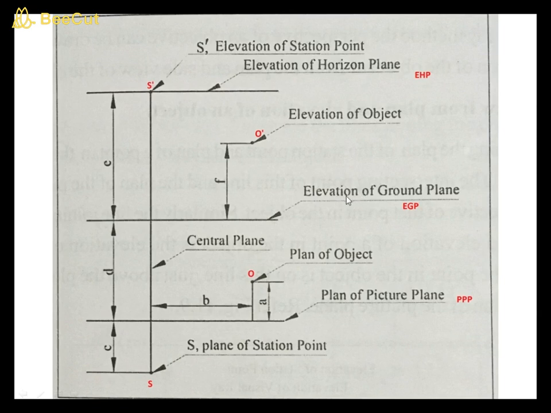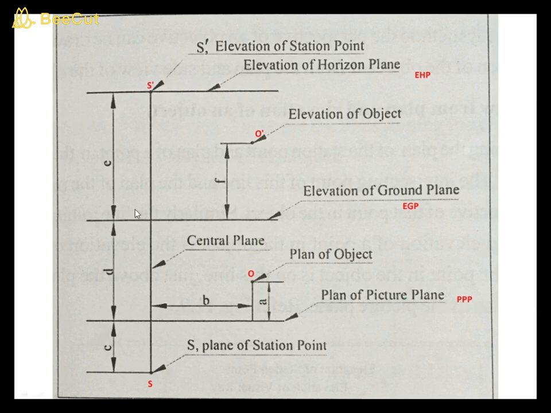Similarly, the picture plane is a plane that is perpendicular to the ground plane. If you look at the top view of the picture plane, we will get a line. It's also a horizontal line parallel to the ground plane. So parallel to the XY line or parallel to the ground plane, you will get a horizontal line like this. It is known as the plan or top view of the picture plane. So it is denoted by the PPP line.